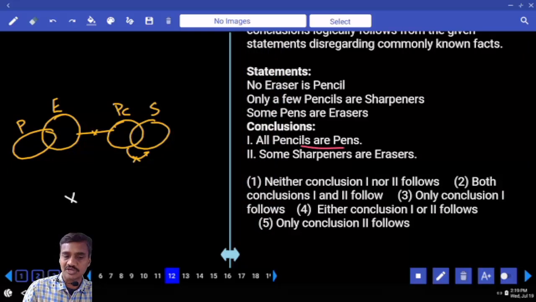Next one, some sharpeners are erasers. Sharpener is here, eraser is here. And this again is a definite conclusion, neither one nor two. What is your answer here? Choice 1, question number 12.